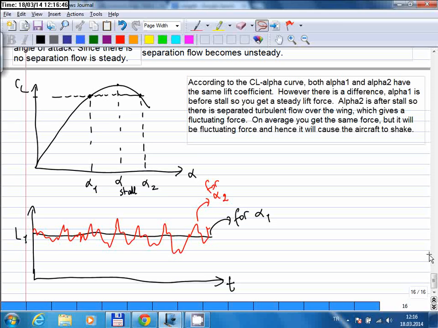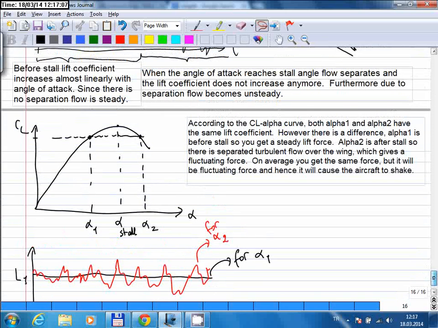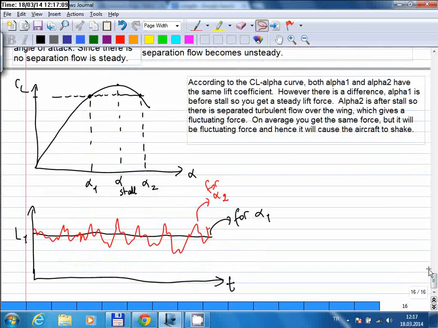Okay, so if an aircraft approaches the stall, the pilot can feel that due to the shaking of the wings. So once the pilot feels such shakings, then he should immediately realize that he's approaching the stall angle, and then try to correct for that as quickly as possible. Okay? All right.